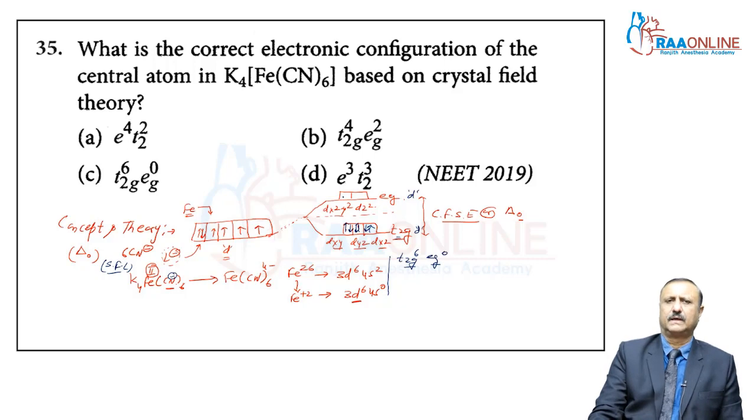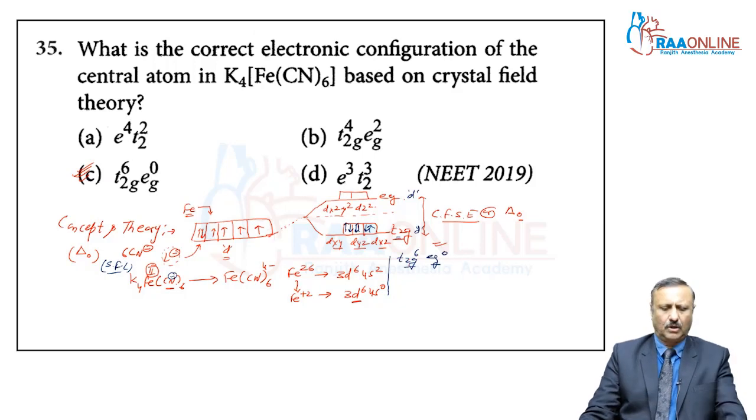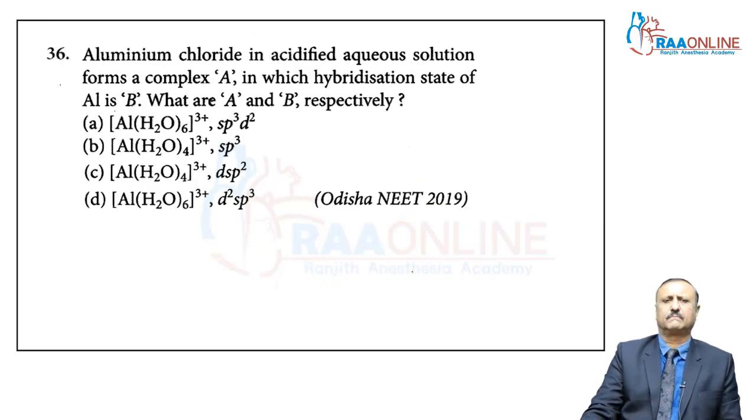So my dear students, what is the correct electronic configuration of the central atom based on CFT? Your answer is C. So for question number 35, you get answer C. Now my dear students, we can go to question number 36.